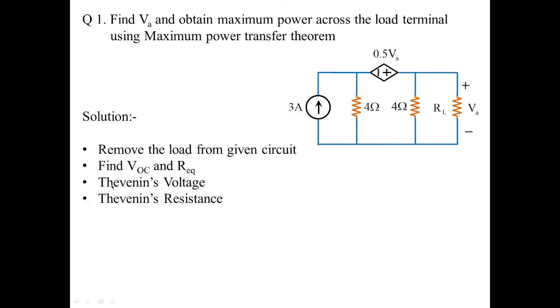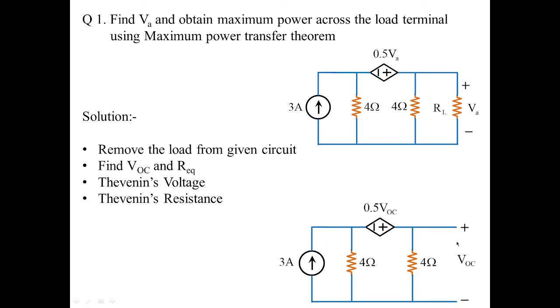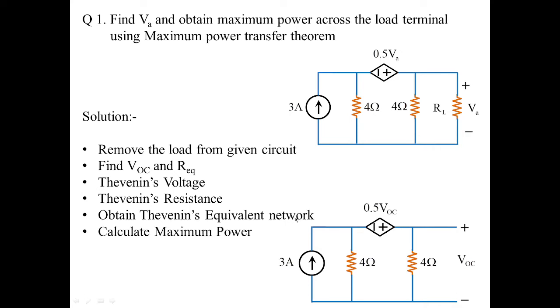The open circuit voltage is also called Thevenin's voltage. R equivalent is nothing but Thevenin's resistance. So this is how the circuit looks like. We are going to remove the load from the given circuit, and the open circuit voltage, which is called Thevenin's voltage, we need to find out here. After finding out the value of open circuit voltage, we can find the value of equivalent resistance. And after that, we are going to obtain the Thevenin's equivalent network, what we have seen in the previous slide. And then we are going to calculate the maximum power.